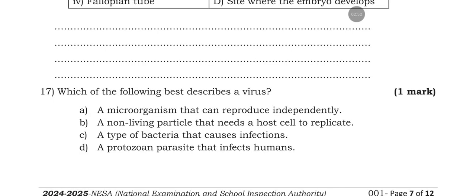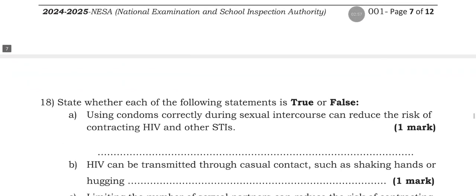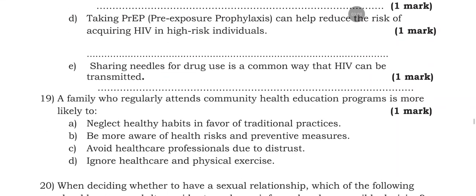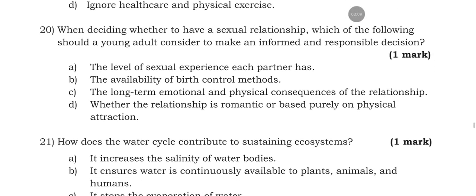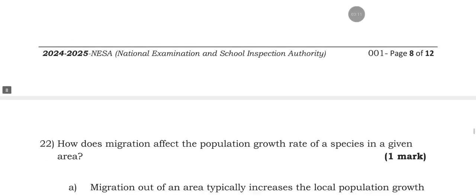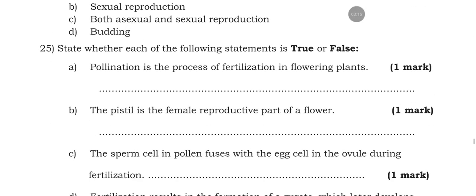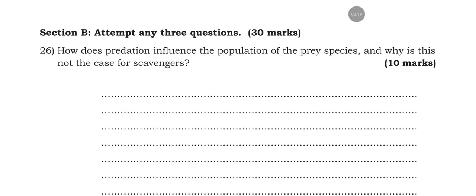Then I'm asked which of the following best describes a virus. Then number 18 has true and false sentences, and number 19 is about a family who regularly attends a community health education program being more likely to. Then see section B, where you attempt 3.